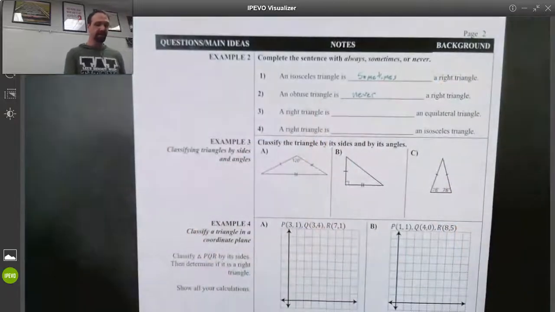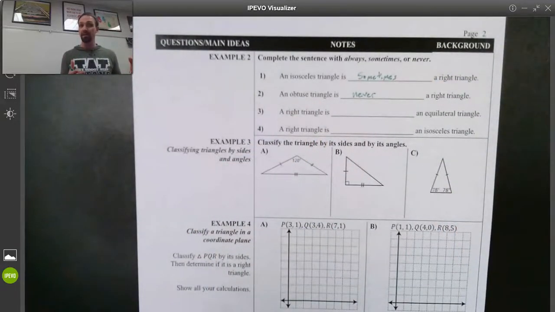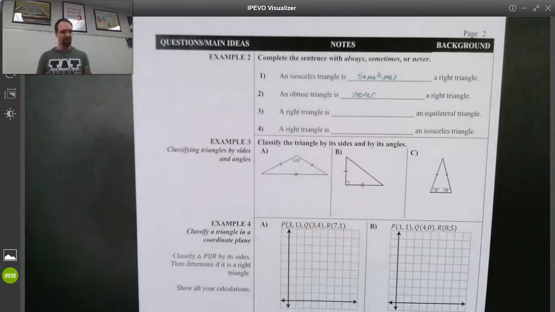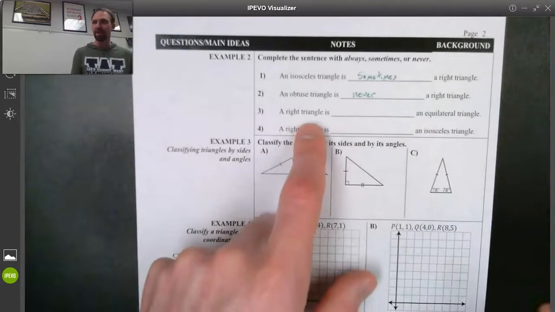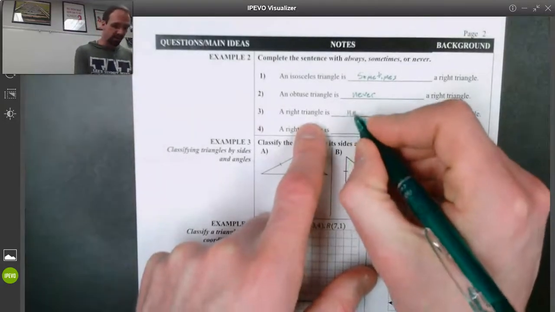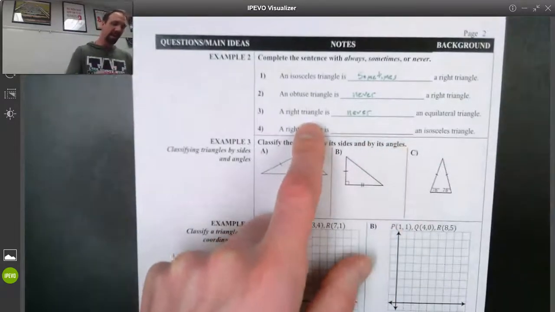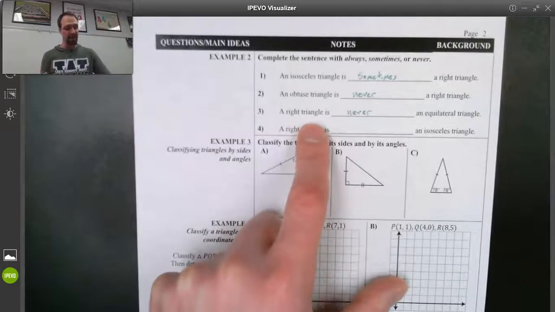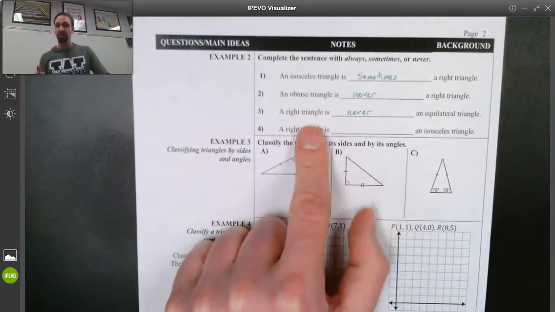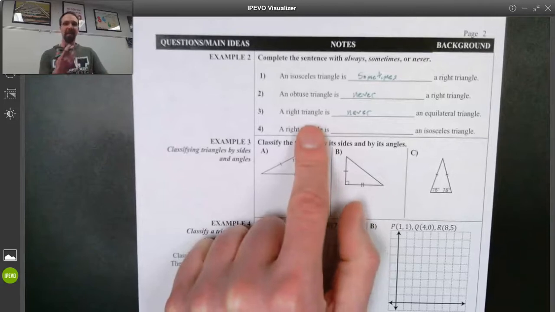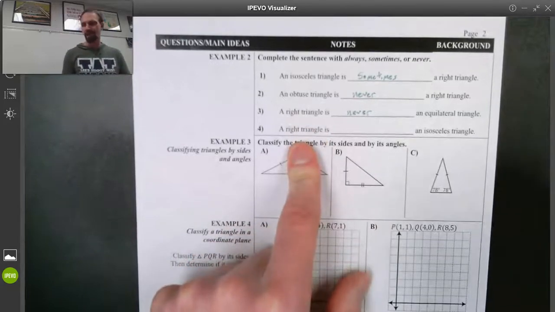And the reason is because we only have so many degree measurements to work with. And so you can't have something that's greater than 90 degrees also with something that's 90 degrees with another angle measurement to come up to 180. It just doesn't work. A right triangle is never an equilateral triangle. You can never have a right triangle also be equilateral because equilateral triangles are also equiangular and they have to be 60 degrees.